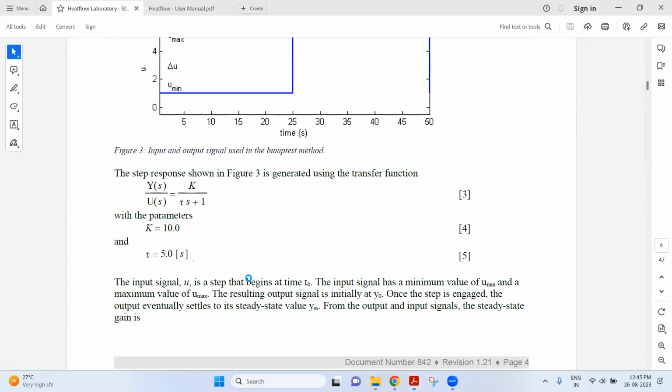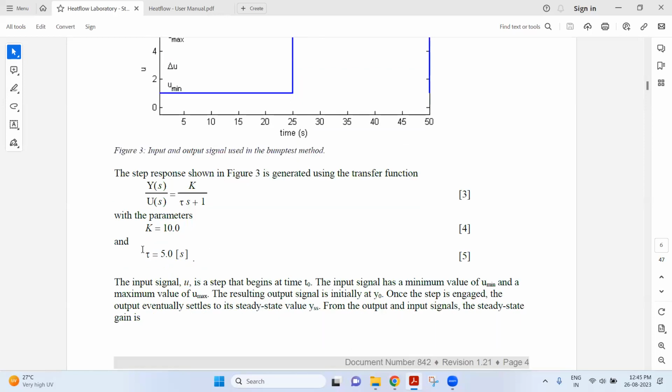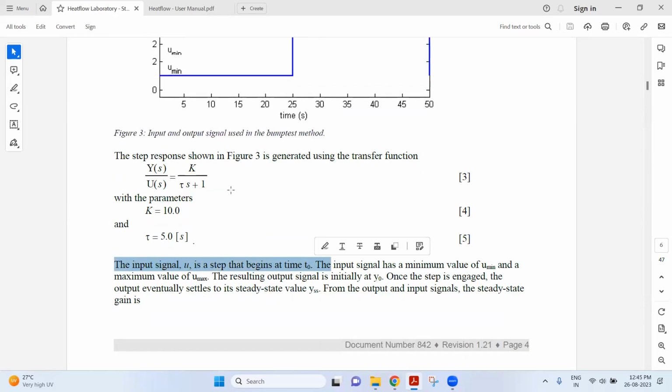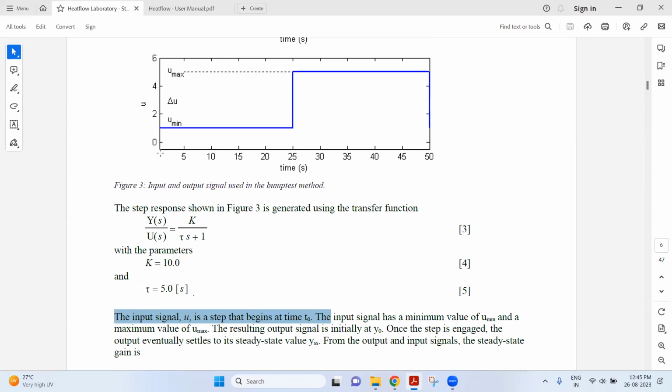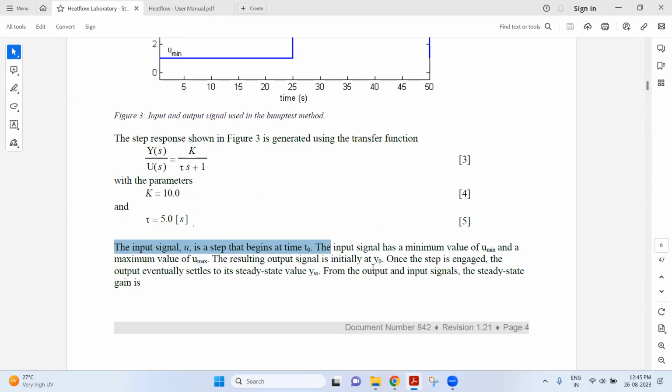I'll be telling you. Look here. Now look at this one. The input signal u step begins. I told you the input signal u begins at time 0. Now the input signal has minimum value U minimum and maximum value U maximum. Now the result and output will be y.